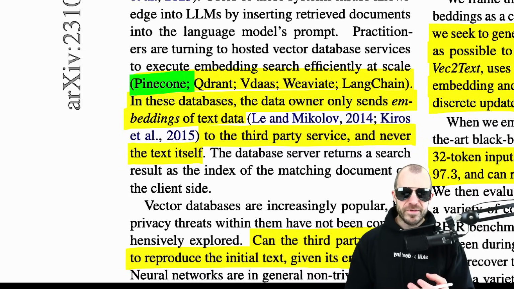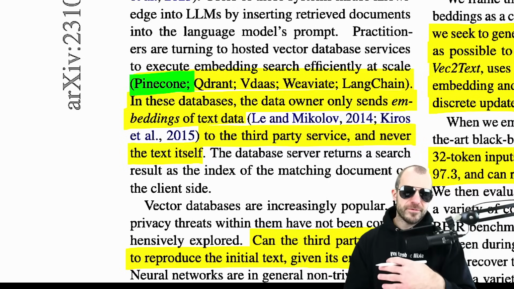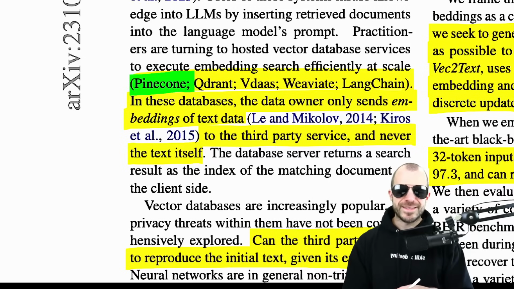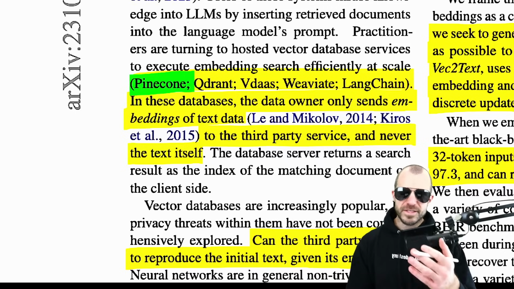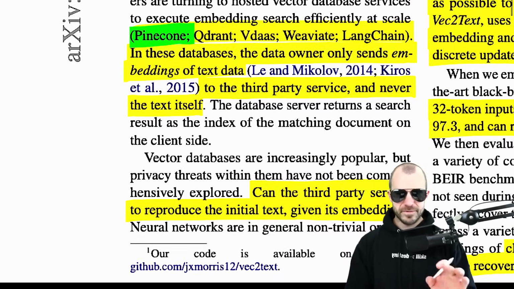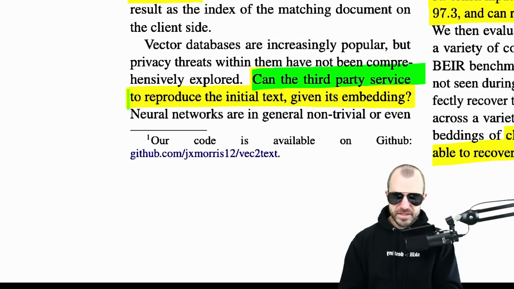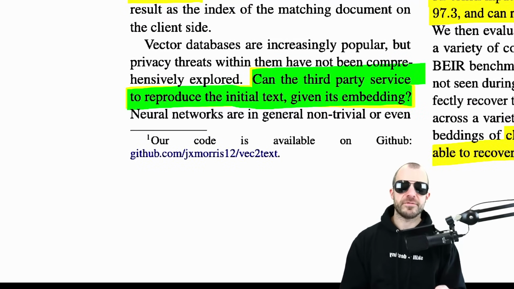You can just send them the vectors, and then you can query with a vector, and they'll tell you the IDs of the documents that you get back. So you never have to send the original text. And so that, for a lot of people, gives them a degree, at least, of privacy, where you can say, well, sure, they'll know what kind of concepts I have there, but they won't know the exact embeddings, the exact text. And this paper is obviously questioning that. So can the third-party service reproduce the initial text given its embedding?